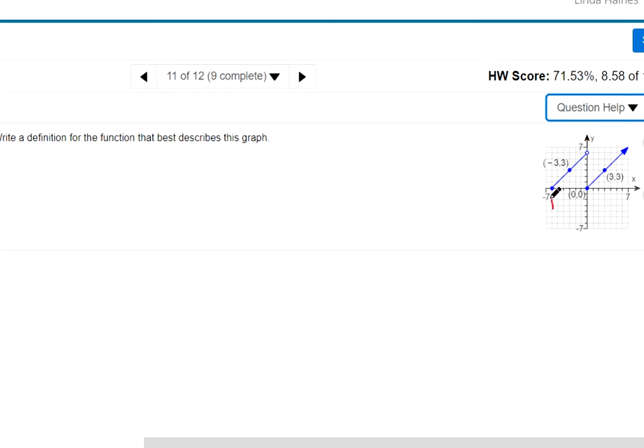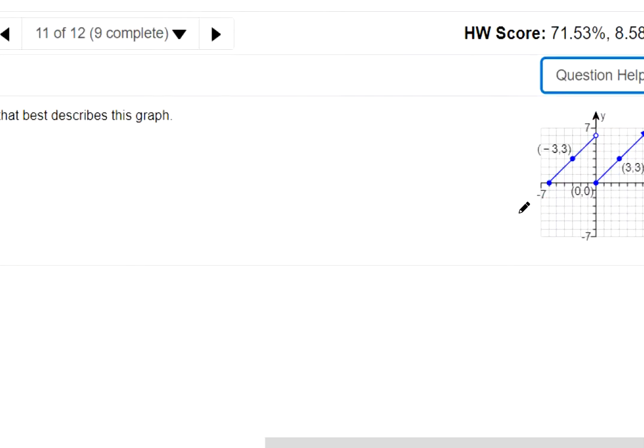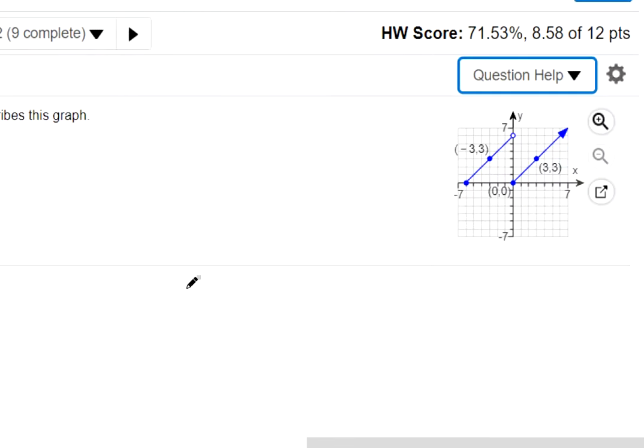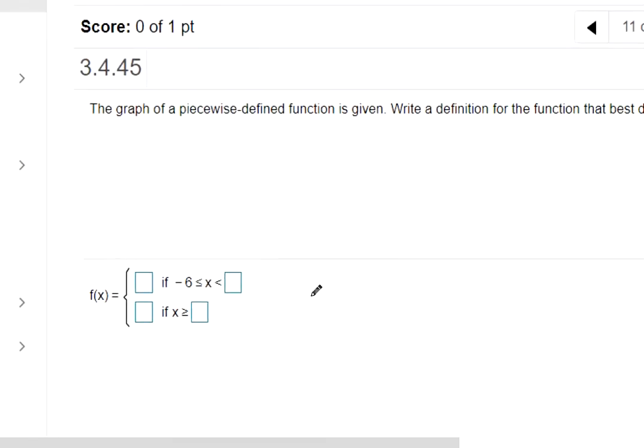There's one that starts at x equals -6. I'm going to use inequality notation here. It goes from -6 to 0 on the x-axis. Okay, we're defining the piecewise function based on where it is on the x-axis, not the y-axis. This first piece is between x equals -6 and x equals 0. So 0 is the endpoint that's missing there.